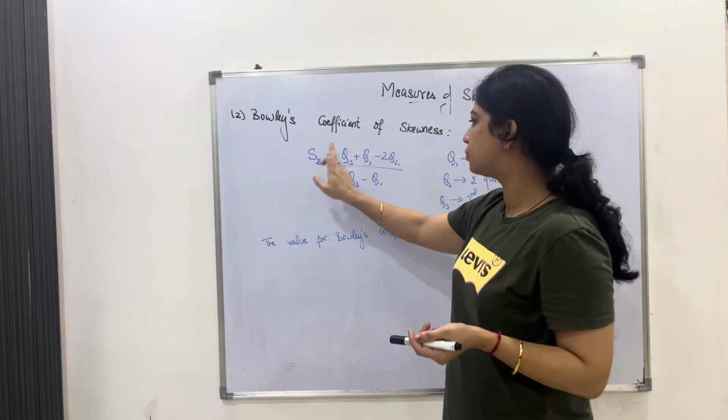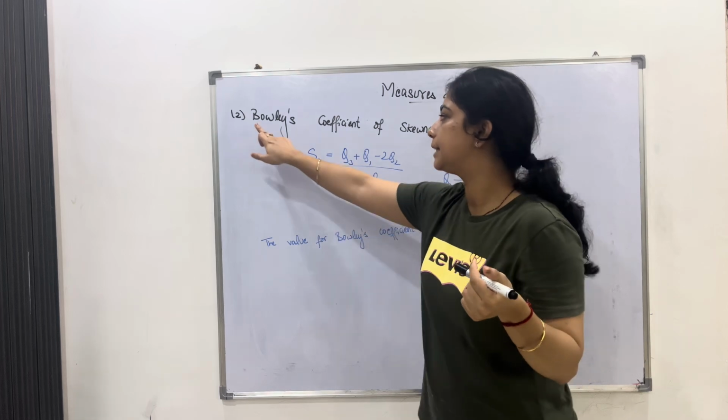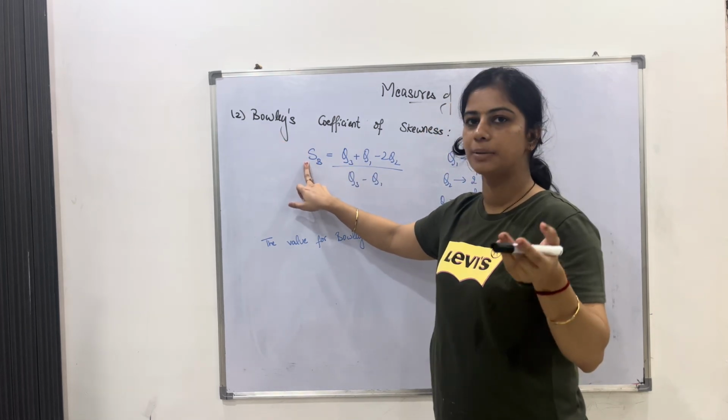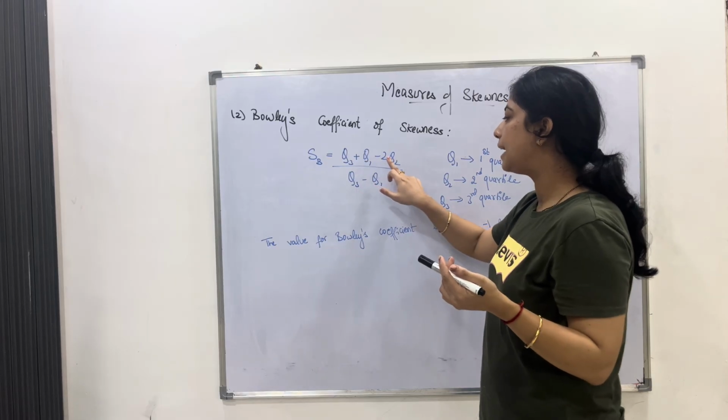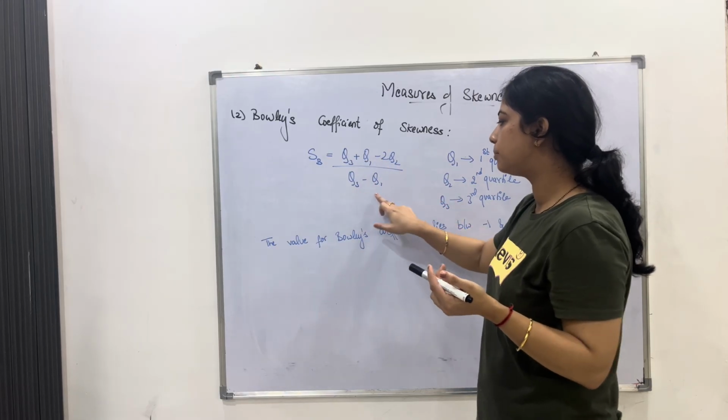Now again, for skewness, we denote it by S. And in case of Bowley, it is B. So we denote it by SB. So SB is equal to Q3 plus Q1 minus 2Q2 divided by Q3 minus Q1.